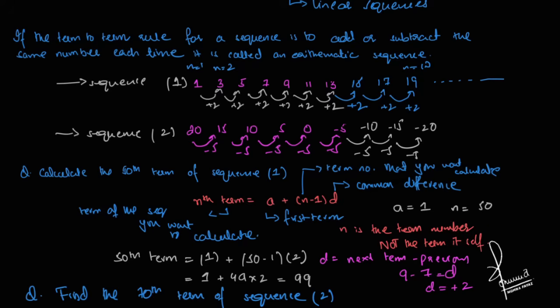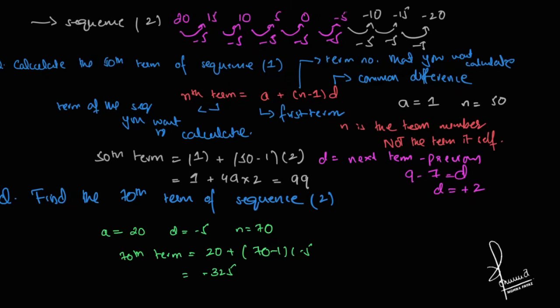How is it minus 325? a, which was the first term, is going to be 20. You can see over here. d is going to be -5. How? You can take any two terms: 10 minus 15 gives -5. And the term number was 70 because you wanted to calculate the 70th term. When you put this back in this formula over here, you get -325 as your answer.